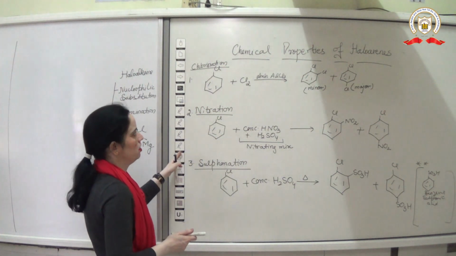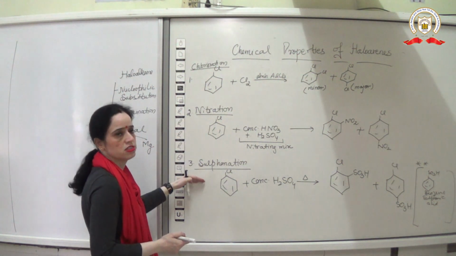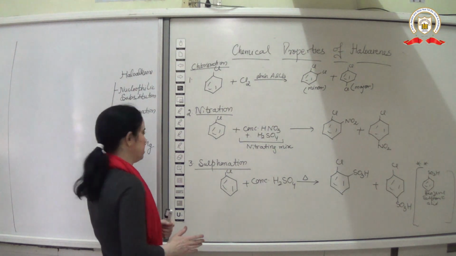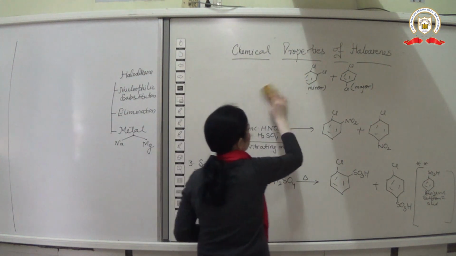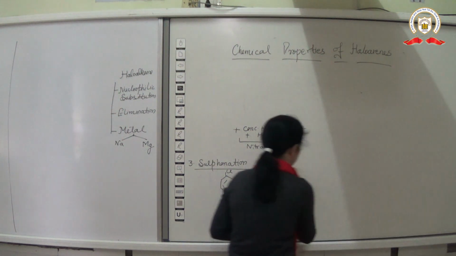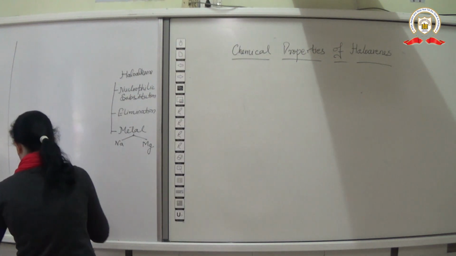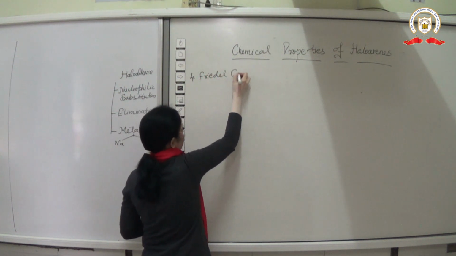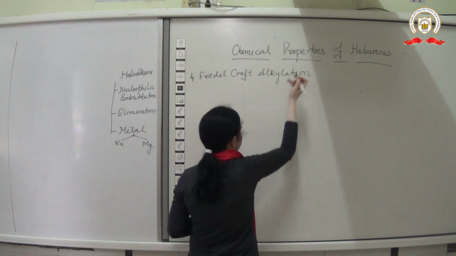These are the three electrophilic reactions taking part on the haloarenes: chlorination, nitration and sulfonation. Now the two others left are Friedel-Crafts alkylation and Friedel-Crafts acylation, based on the electrophilic nature. These are some reactions which are always a part of each lesson. Now the fourth one is Friedel-Crafts alkylation, and the last is the Friedel-Crafts acylation.